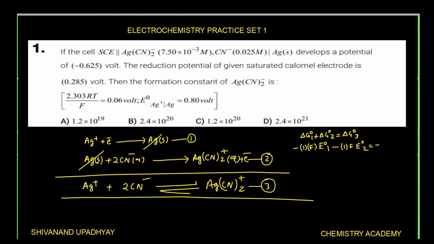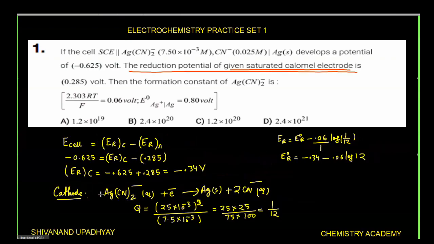This is the net cell reaction, which is the formation constant. So I can write this is equal to minus 2.303 RT log K formation. Now if I simplify, remove the minus sign, and take the Faraday constant to the right hand side, then I can write that E naught 1 plus E naught 2 is equal to 0.06 log K formation. The E naught value is given: reduction potential of Ag plus to Ag is 0.8 volt. And we have calculated the reduction potential of this electrode. Under standard condition this is a reduction potential, but I have to write the oxidation potential here, so it will be minus times this value.